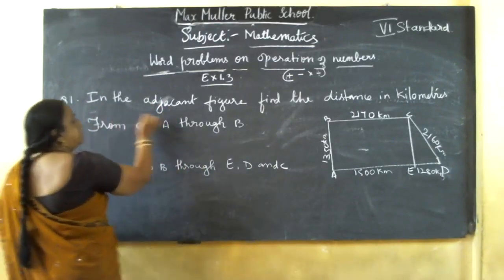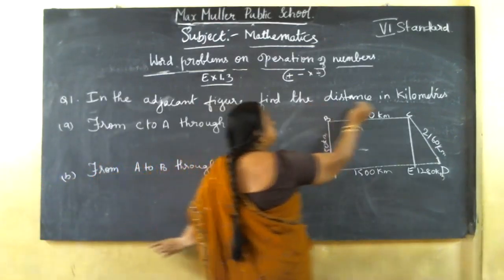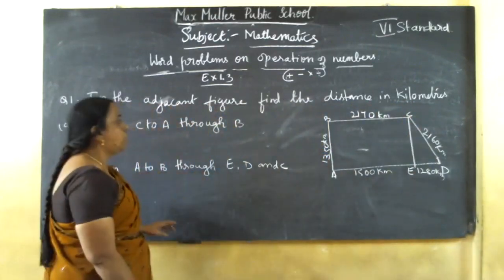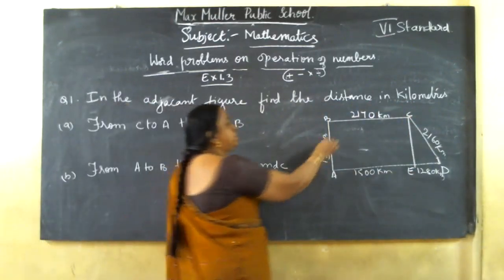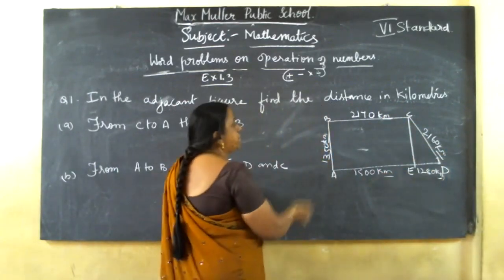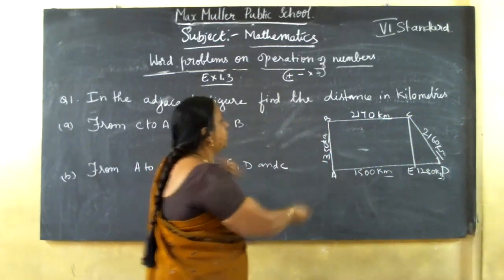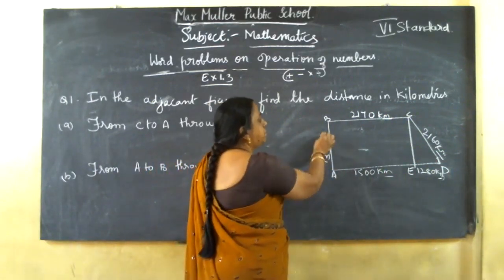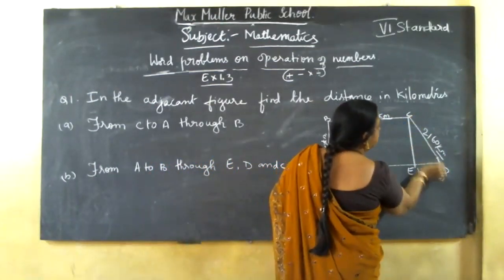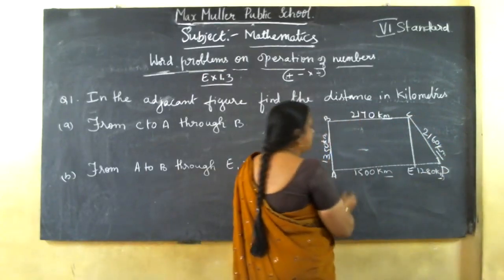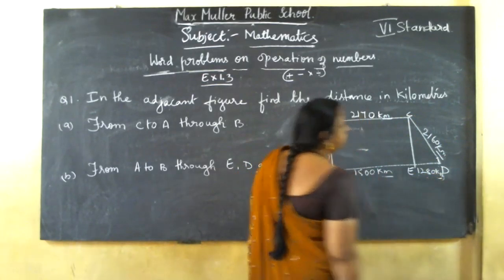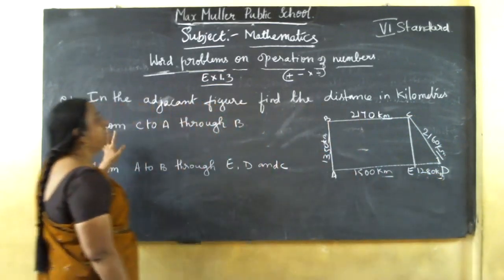See here, in the adjacent figure, find the distance in kilometer. So they are given this figure. You should find the distance in what? Kilometer. So here they are given in kilometer only. Distance from A to B, 1350 kilometer. B to C, 2070 kilometer. C to D, 2160. Then A to E, 1500. E to D, 1280 kilometer. So you should find the distance between.